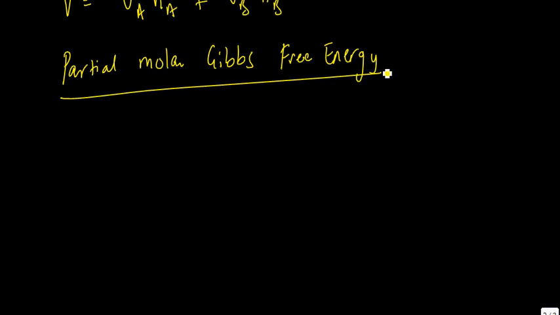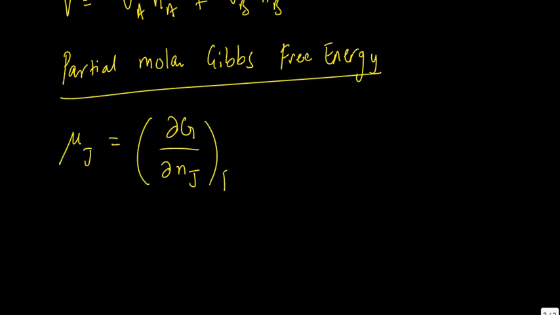And I'll just copy exactly what I had done in the case of partial molar volume. Mu J is equal to del G by del N of the component J that I have at constant pressure, at constant temperature, and all the other components being held constant. And this, of course, we've seen, this is the definition of the chemical potential.